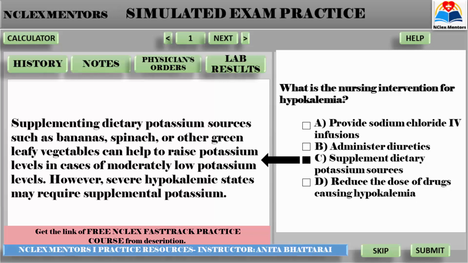Option C is correct, as supplementing dietary potassium sources, such as bananas, spinach, or other green leafy vegetables, can help to raise potassium levels in cases of moderately low potassium levels. However, severe hypokalemic states may require supplemental potassium.